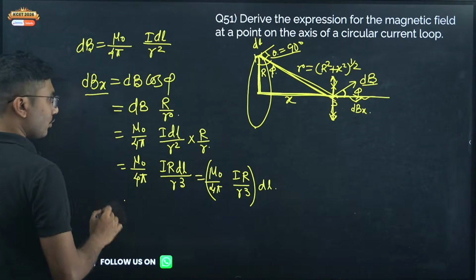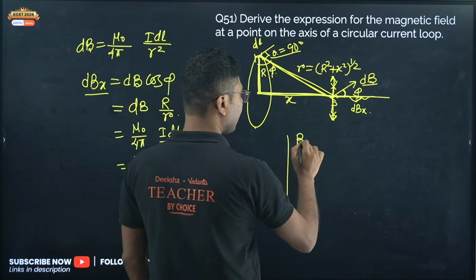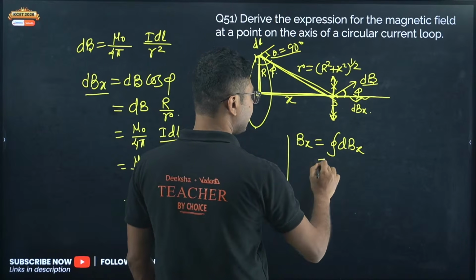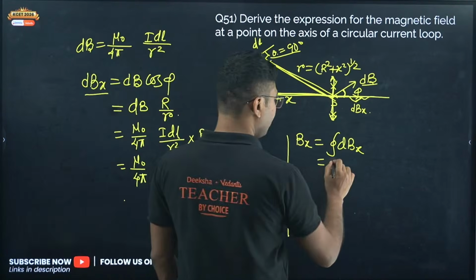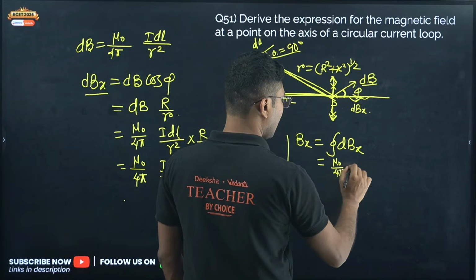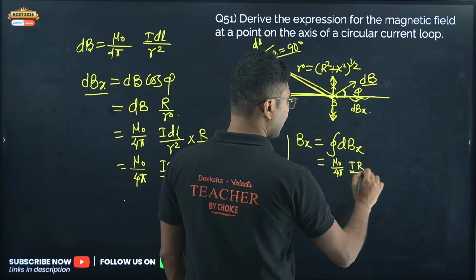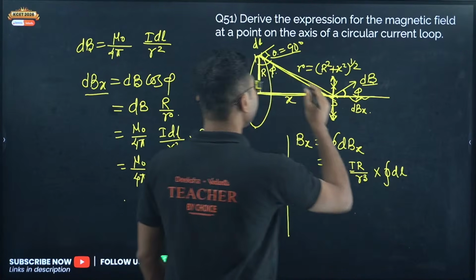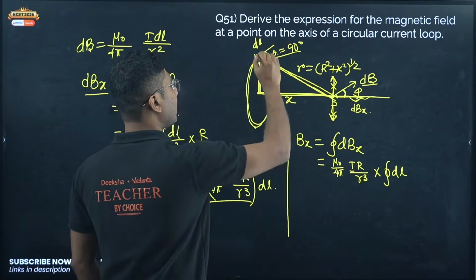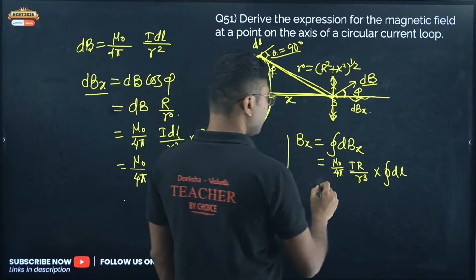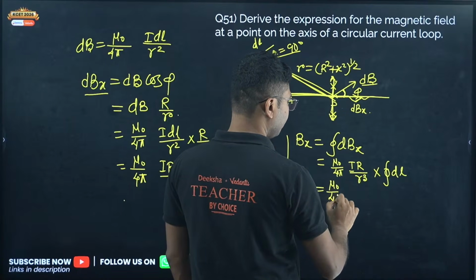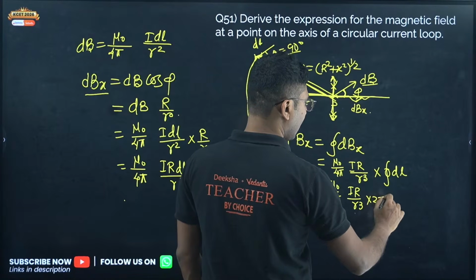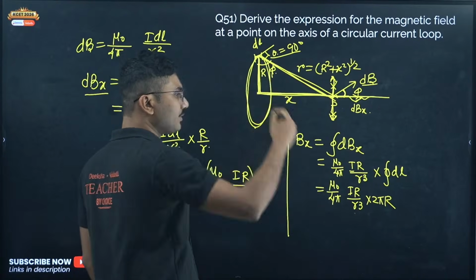So when you try to find the total magnetic field Bx, it will be integration of dBx, obviously closed integration. In this, everything is constant: mu naught by 4 pi I r by r cube into integration of dl. Integration of dl gives the circumference of the circle. So that will be mu naught by 4 pi I r by r cube into 2 pi capital R. Circumference of a circle is 2 pi capital R.